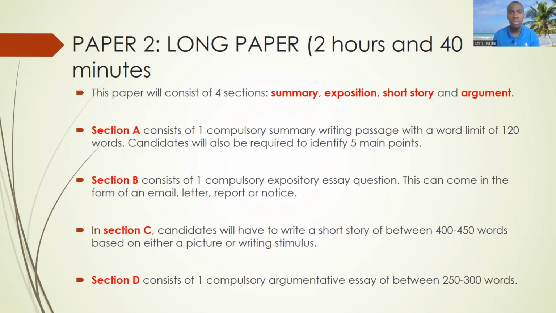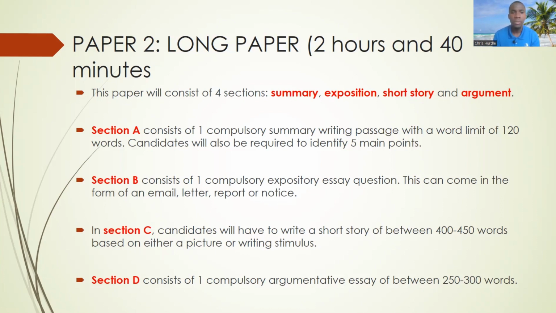Section B is going to consist of one compulsory expository essay question. This can come in the form of an email, letter, report, or notice, right? And this section doesn't have a word limit. So you're either going to be instructed to write an email, letter, report, or notice, and they'll give you a scenario, of course, to base it on.